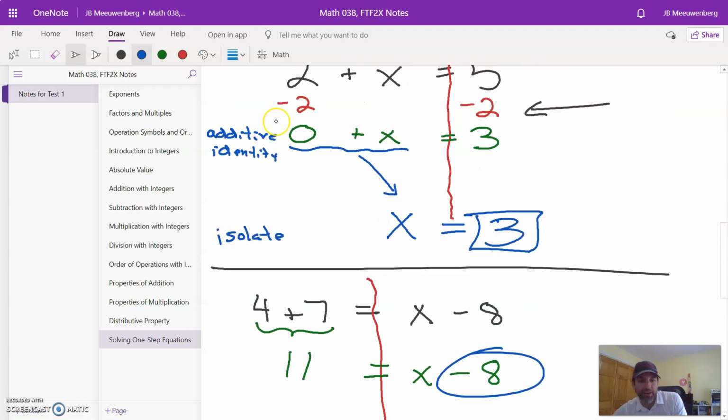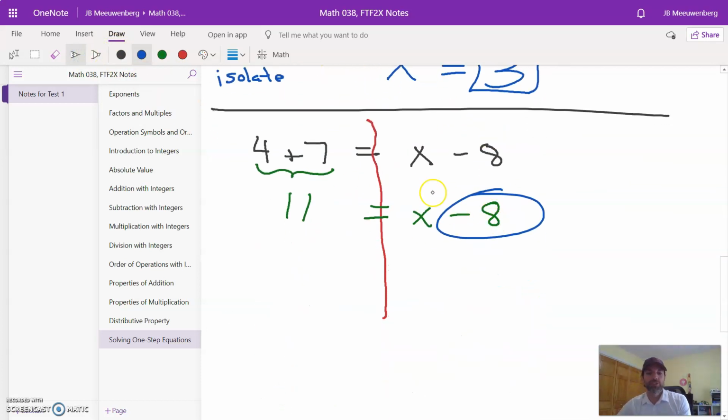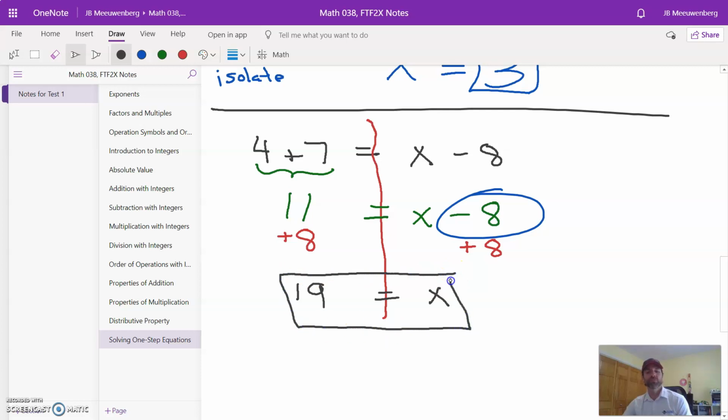We want to think about, like the previous problem, what do we have to do to get this thing to turn into 0? 2 minus 2 gets us to 0. So what do we have to do to this minus 8 to get it to 0? We add 8. So we will do the opposite operation to both sides of the equation. Now we have 19 is equal to, this would be x plus 0, which is just x. And there is our solution, which of course we can check.